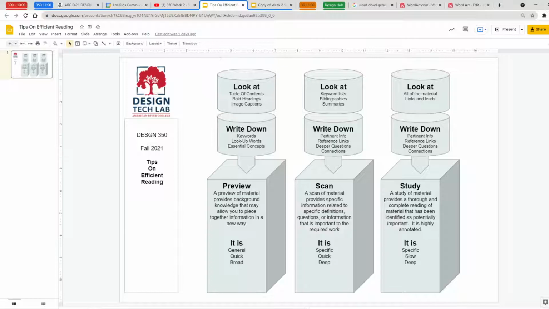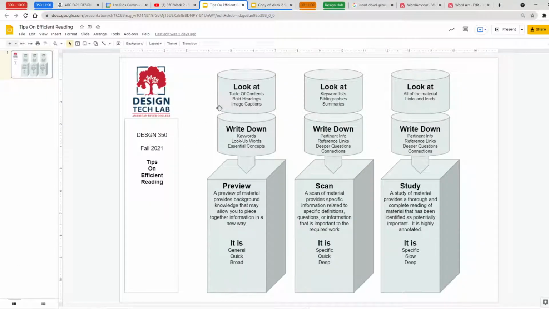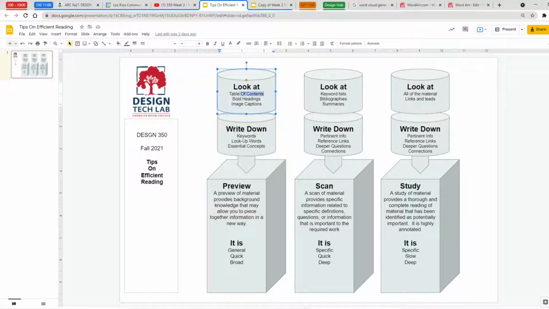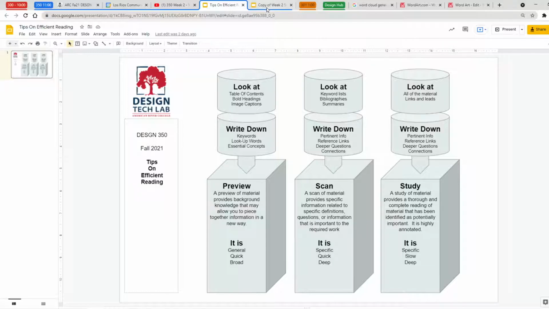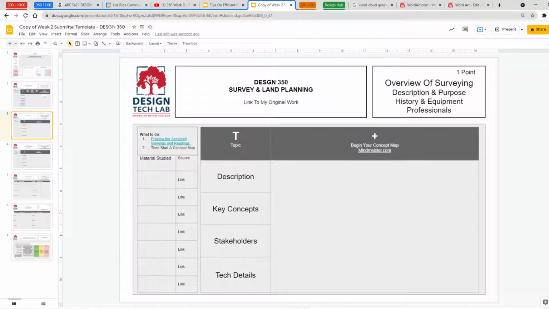Okay, so where is that on here? That's this thing called preview, which is what I asked you to do. So when you preview something, you look at tables of contents, bold headings, image captions, and you write down keywords, lookup words, essential concepts. That's what I'm asking you to do on this slide. I'm asking you to do the same thing on this one, but to use a kind of concept map. And you can go to MindMeister, or you can do the same, but it's the same thing.